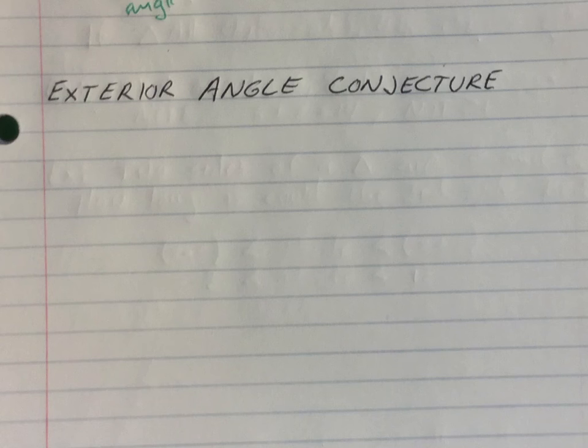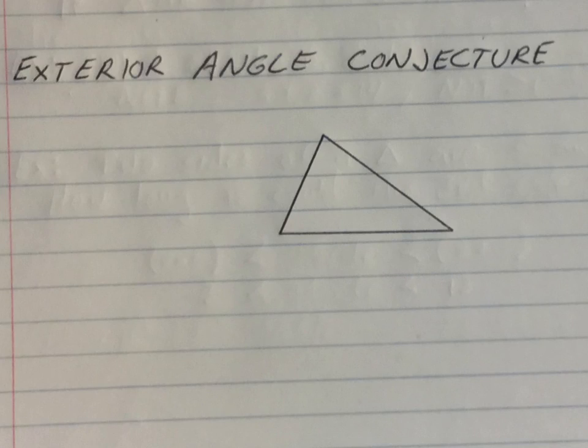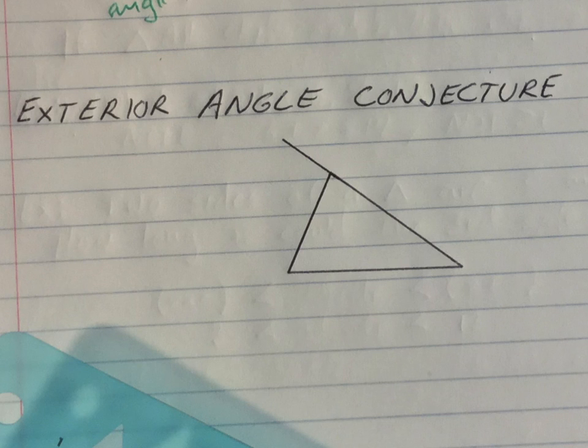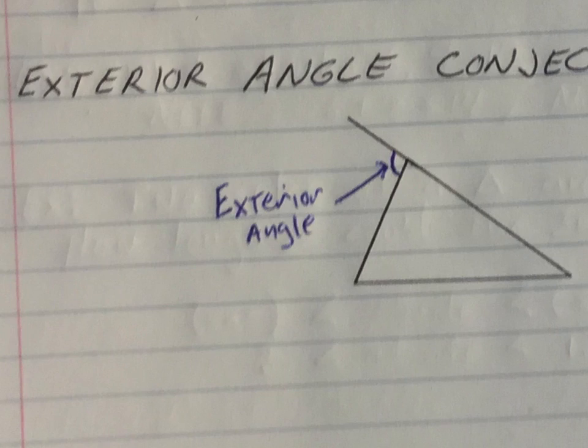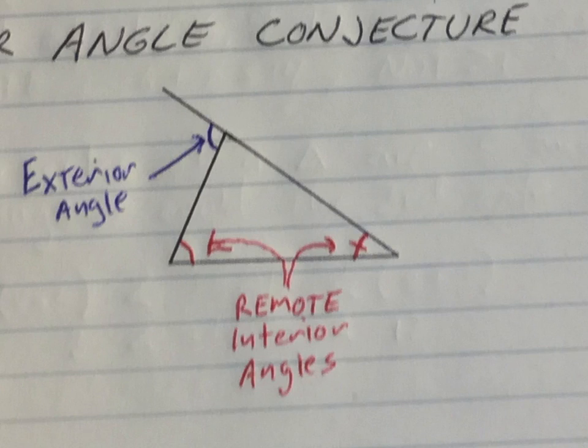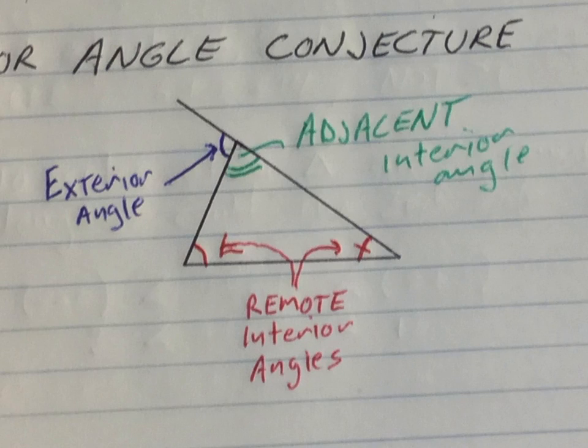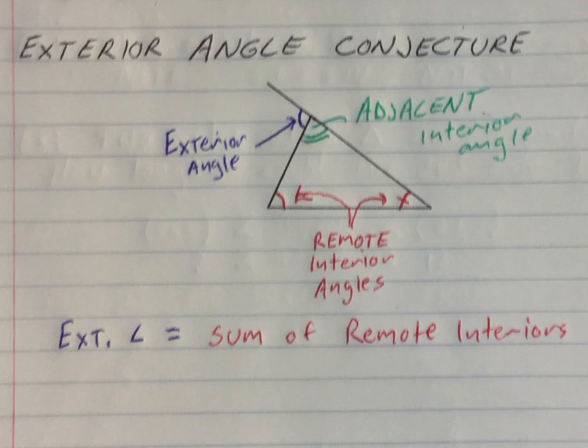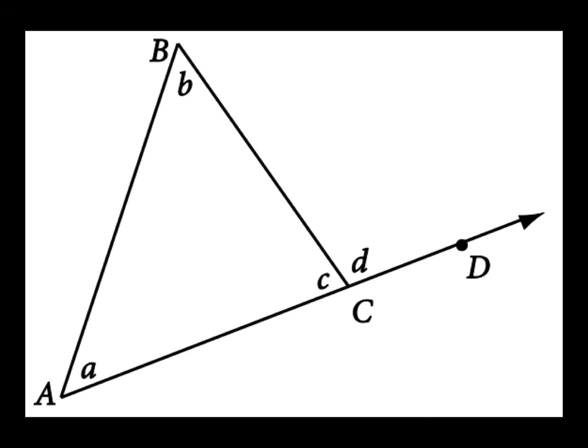And one final conjecture, the exterior angle conjecture. So draw yourself a triangle and then extend one of the sides. When you do that, you produce an exterior angle. The angles that are far away from it inside are called the remote interior angles, and the other is the adjacent interior angle. The exterior angle conjecture says that the exterior angle is equal to the sum of the two remote interiors. To put it more compactly, in this triangle, we would say that D is equal to the sum of A and B.